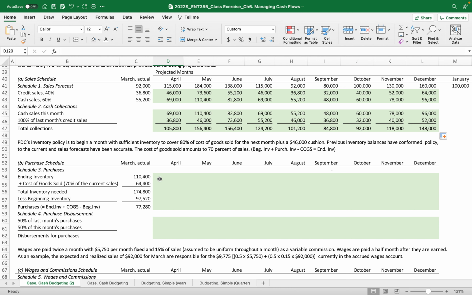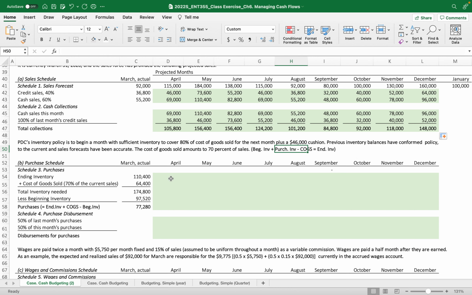Then how do we get this ending inventory? First, ending inventory plus cost of goods sold gives the total inventory needed, less beginning inventory, and then we get the purchased inventory extracted. Again, the purpose of this schedule is to budget, to plan the inventory purchases, right? How much inventory we need, how much inventory we have to purchase additionally. Okay, then how do we calculate it? Beginning inventory plus purchase inventory minus cost of goods sold is the ending inventory.